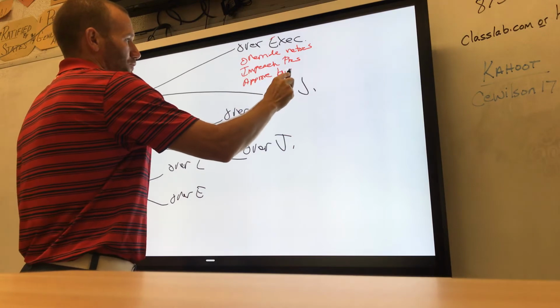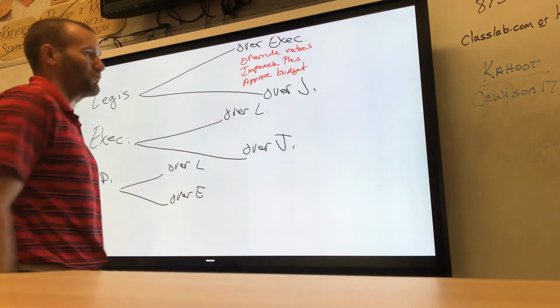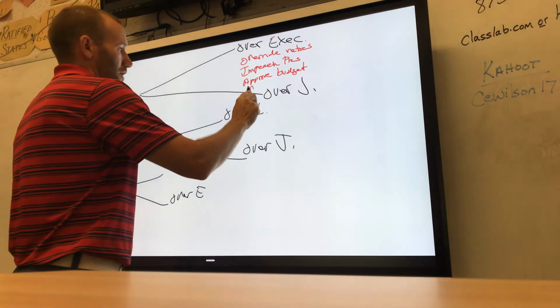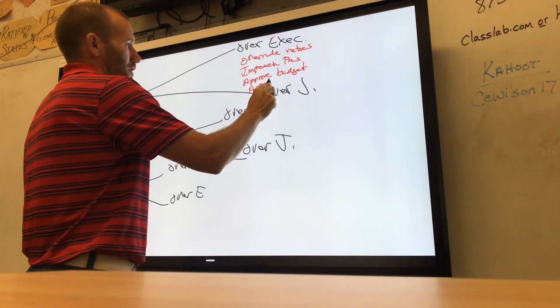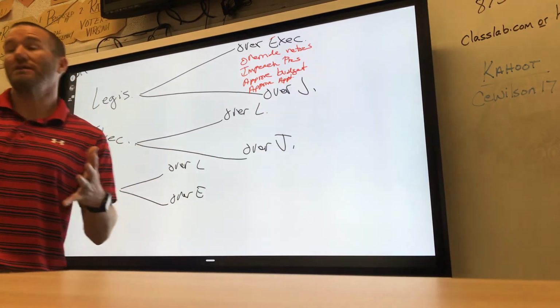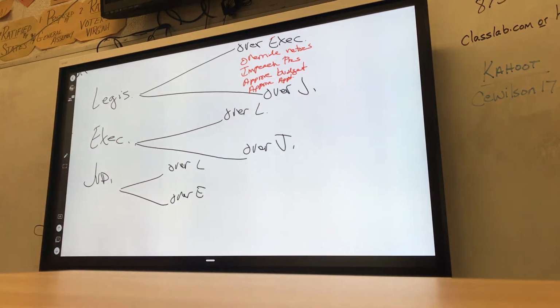Okay, they have to approve the budget. The president makes it, then they have to approve it. And the last one was approve appointments. And again, that means anytime the president picks someone to take a job, they have to approve it.